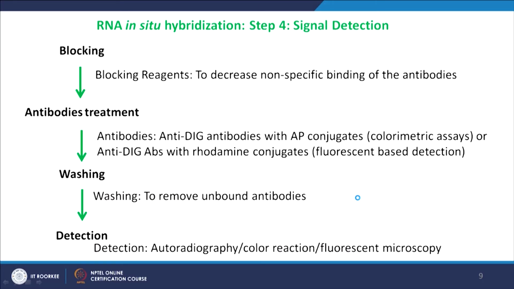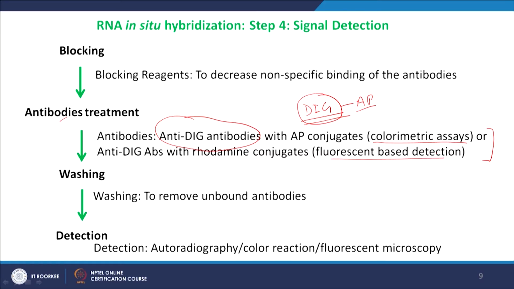Then the process goes, once you have already sections, you have already probed with the antisense RNA probe, then you use antibody. So typically we use anti-dig antibody. So you know that our antisense RNA probe is tagged with dig. Now we are using antibody which recognizes digoxigenin. So this anti-dig antibodies we are using, and then depending on what method you are going to detect it, if you want to do the colorimetric assay, then we use anti-dig antibodies which has alkaline phosphatase conjugates.